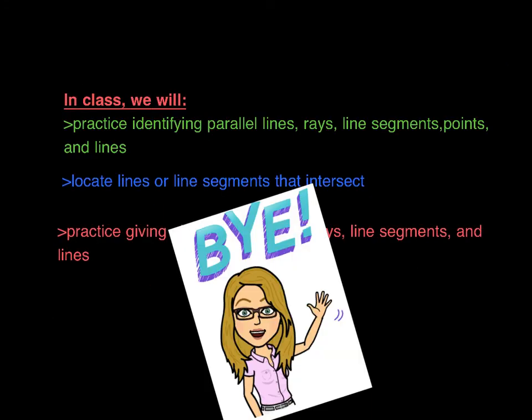So here's a summary of what we have done today. We've learned how to identify parallel lines, rays, line segments, points, and lines. We've learned what is meant by intersection. Remember, that's when they cross or run into each other. And we've learned how to give alternate names for rays, line segments, and I repeated rays there. That should be lines. Okay?